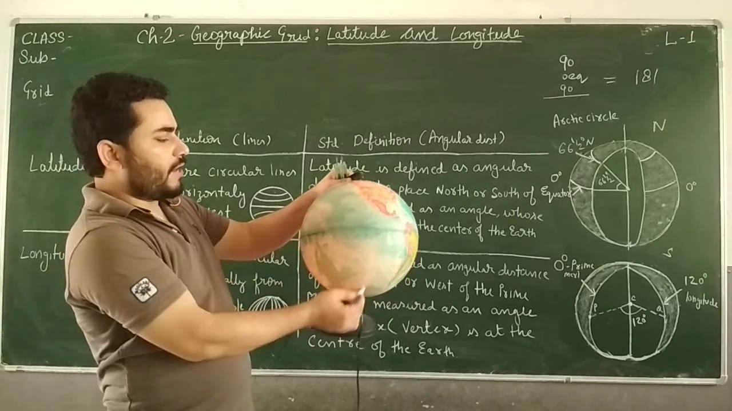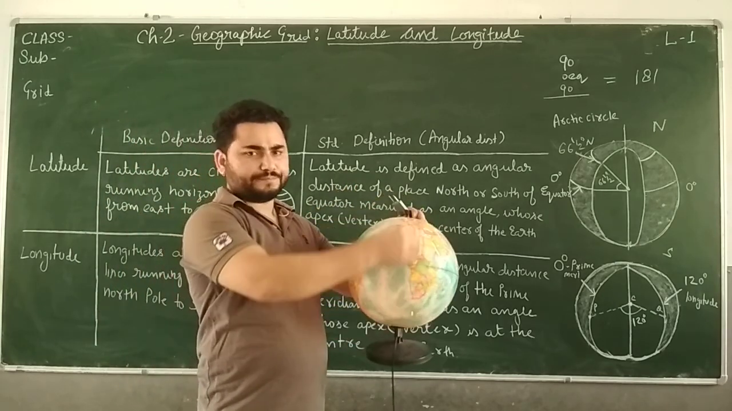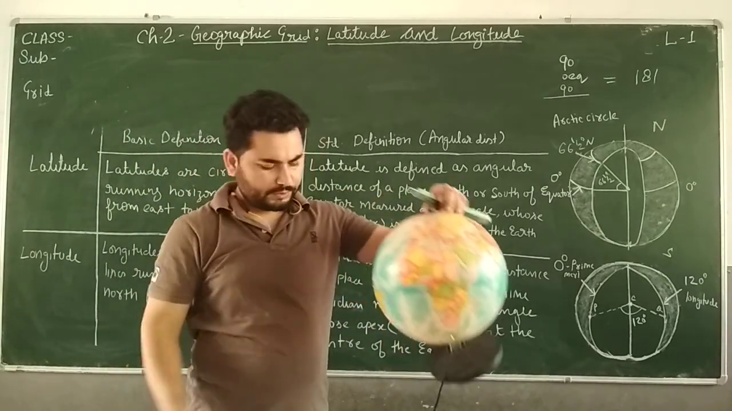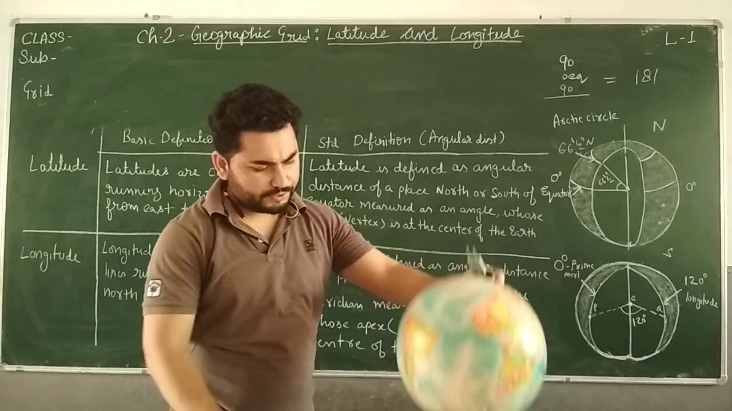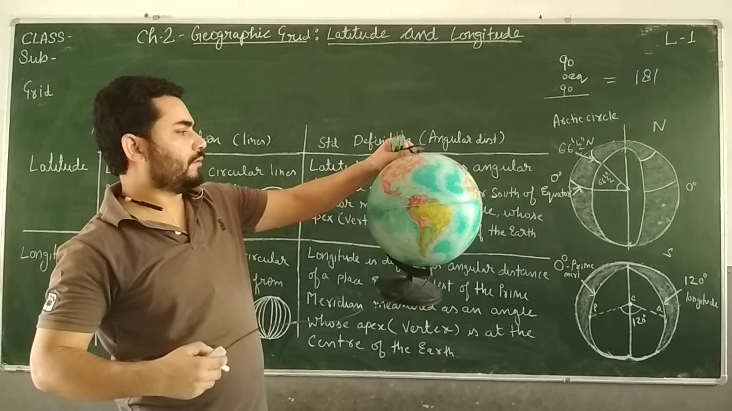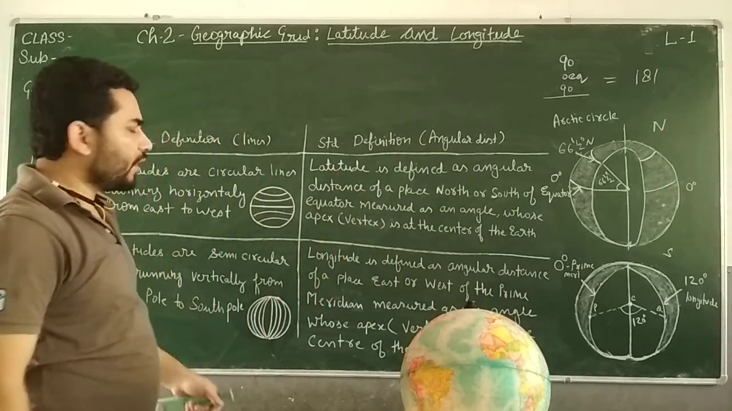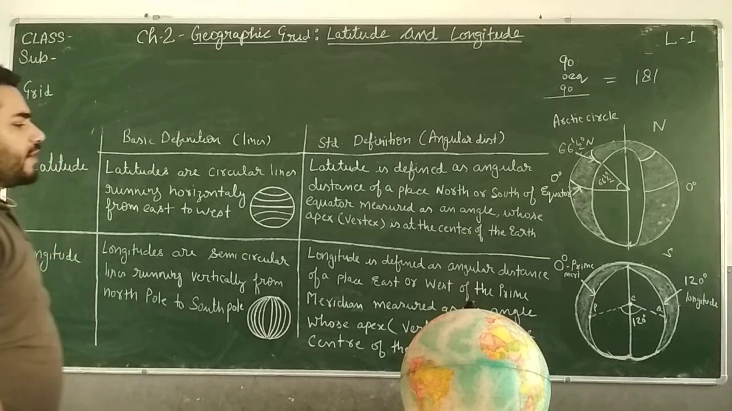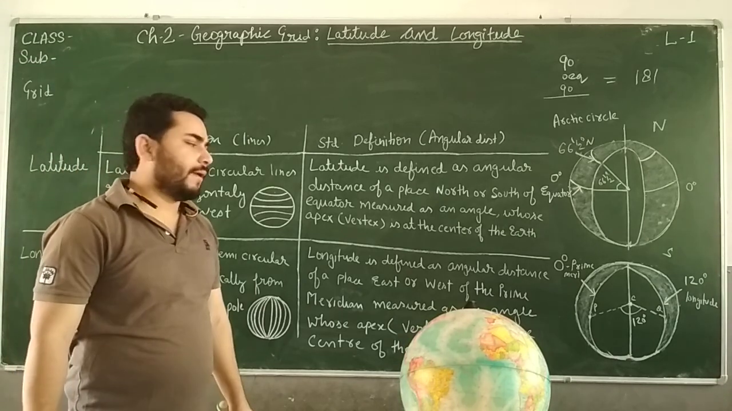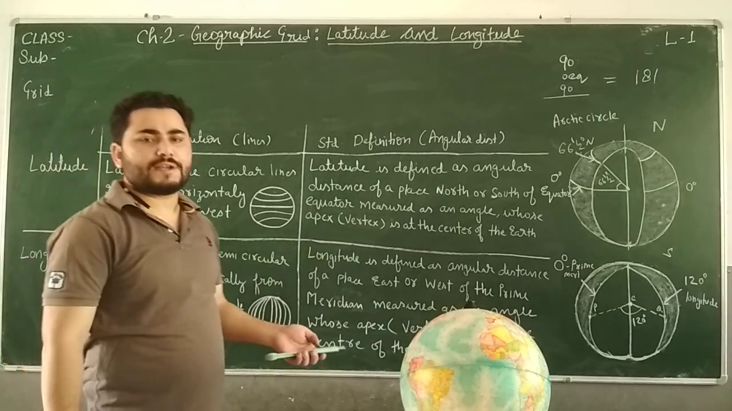These lines are called lines of longitudes, right? That was the definition of longitudes. Now we will study the definition of longitudes in terms of angular distance.